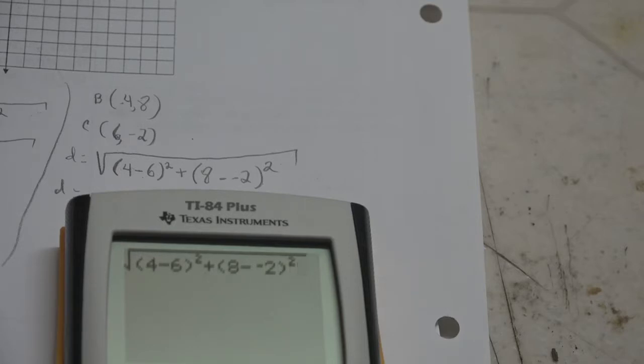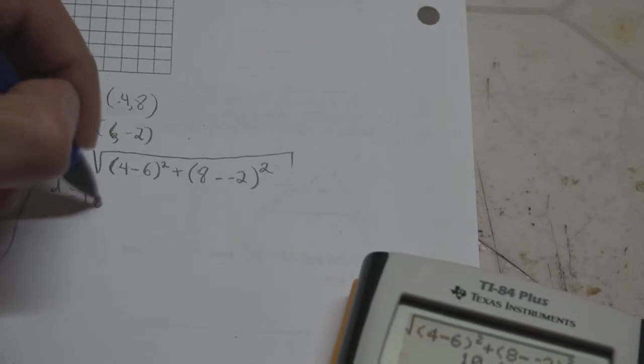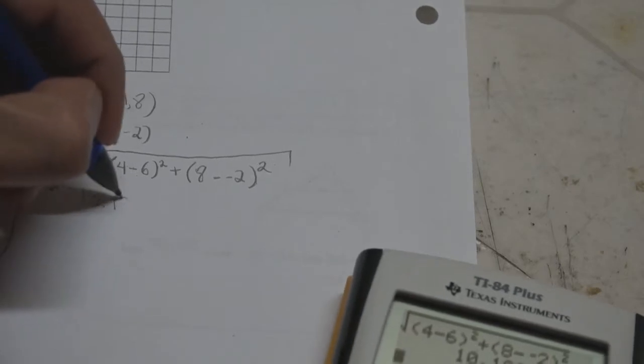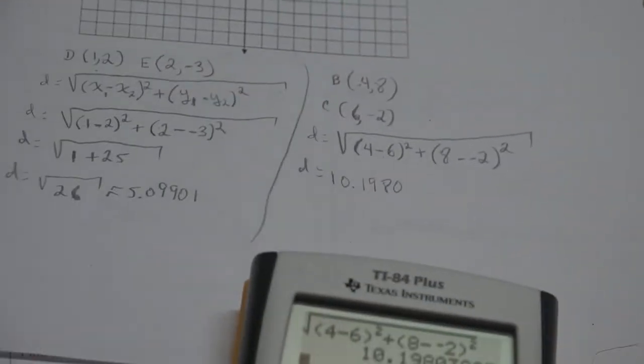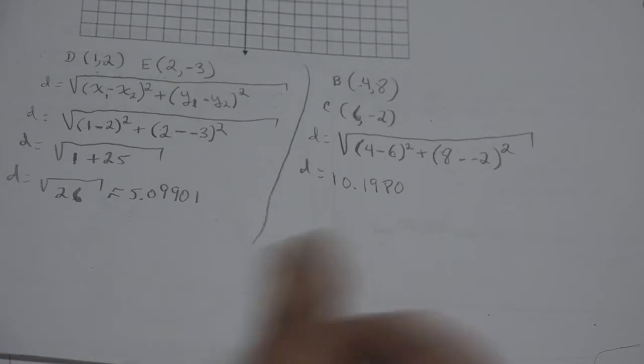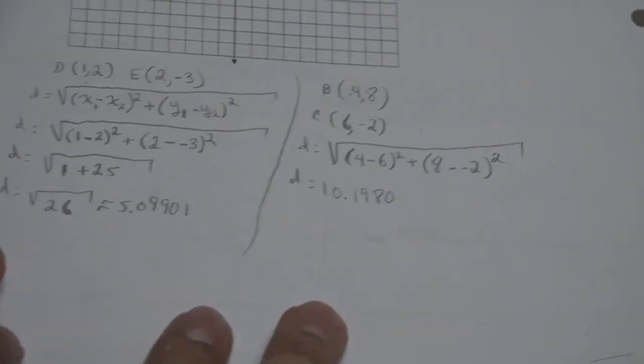Now what you get is 10.1980 and so on. So how am I going to determine if this is actually half of this? And you know what? Just for the sake of doing it, I'm going to show you.